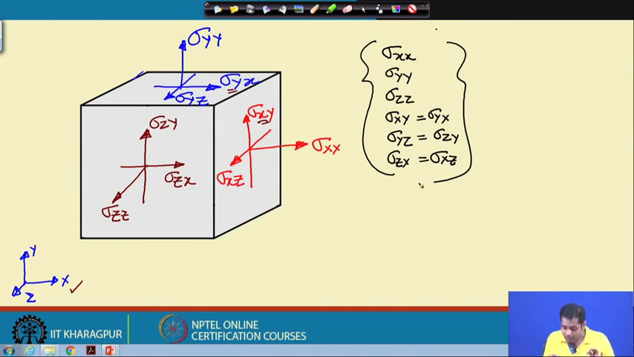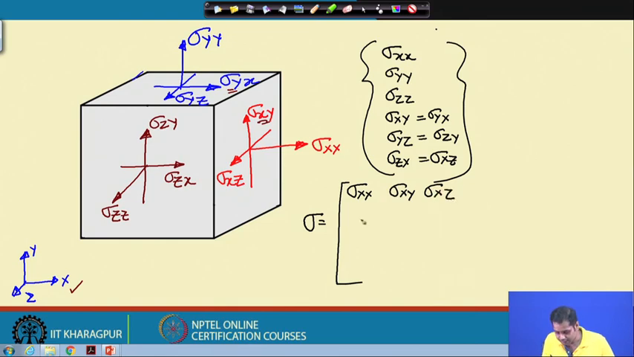So this is in a vector form. Now if I have to express this in a matrix form, this sigma becomes sigma xx, sigma xy and sigma xz, sigma yx, sigma yy, sigma yz, sigma zx, sigma zy and sigma zz. Okay.